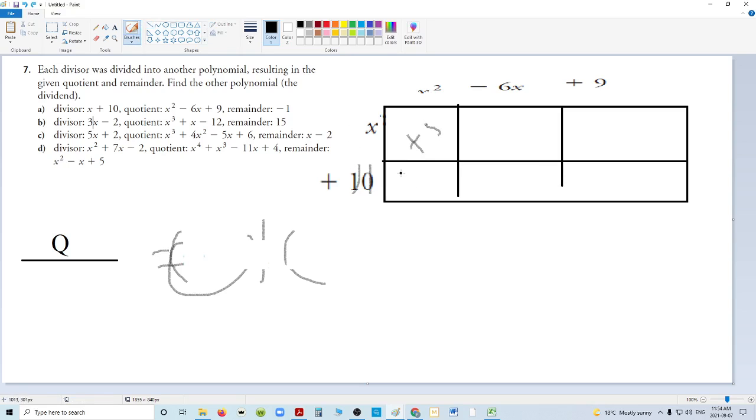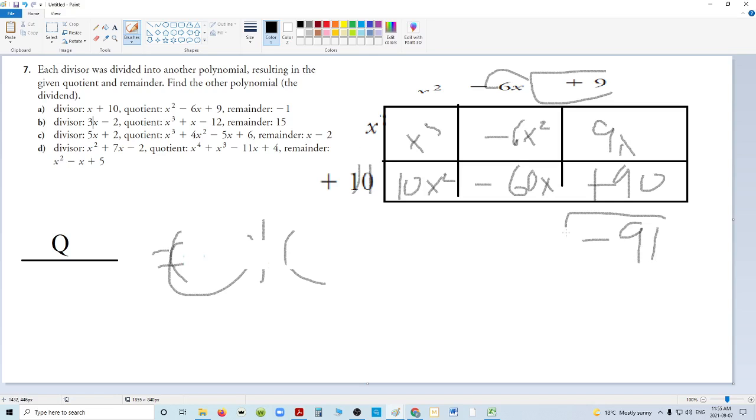x squared times plus 10x is 10x squared. x times minus 6, I get minus 6x squared. Minus 6x times plus 10, I get minus 60x. Plus 9 times x, I get plus 9x. Plus 9 times 10, I get plus 90. But remember that I'm going to have a remainder of minus 1. To get minus 1, I obviously have to have a minus 91 in here. And that might not be intuitive to you, so we'll get to that. Let's just leave it as 90.